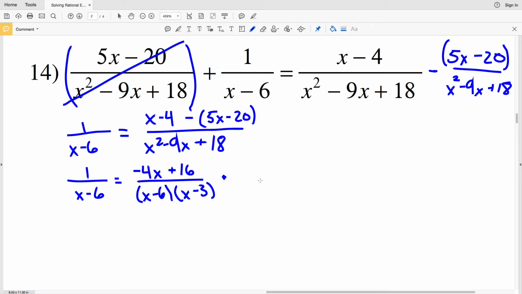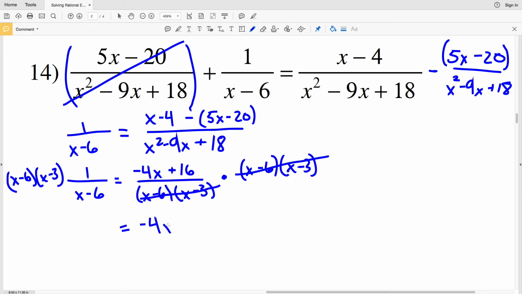Now I'm going to multiply both sides by x minus 6 times x minus 3. You'll see that on the right-hand side, that denominator will be canceled out. So I'll have negative 4x plus 16, and that's going to be equal to, on the left-hand side, x minus 6 cancels out. And we have 1 times x minus 3, which is x minus 3.